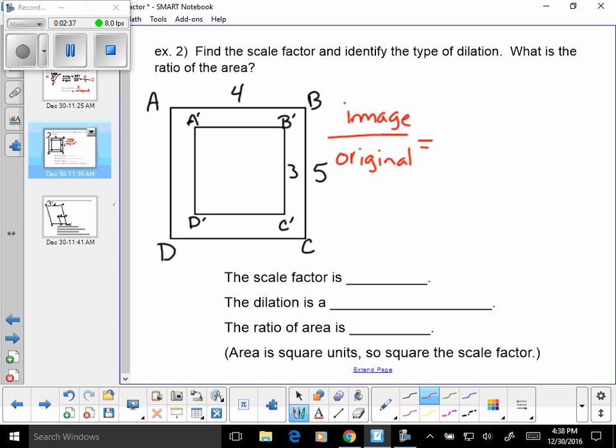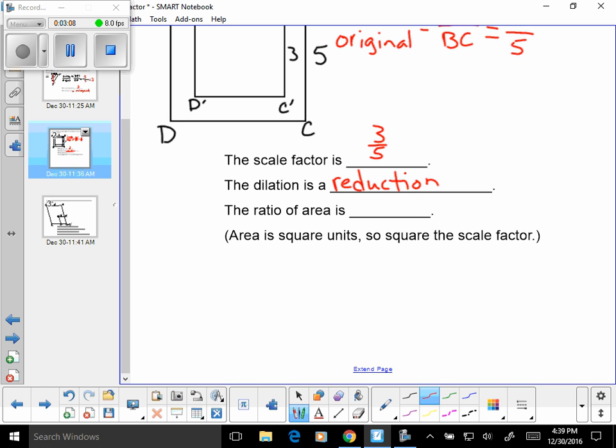Now, in this particular instance, I know B prime C prime, and I know BC. B prime C prime is 3, BC is 5. That is already in lowest terms, so I have found my scale factor of 3/5, or 3 to 5. And in this case, the dilation is less than 1, or the scale factor is less than 1, so my dilation is a reduction.